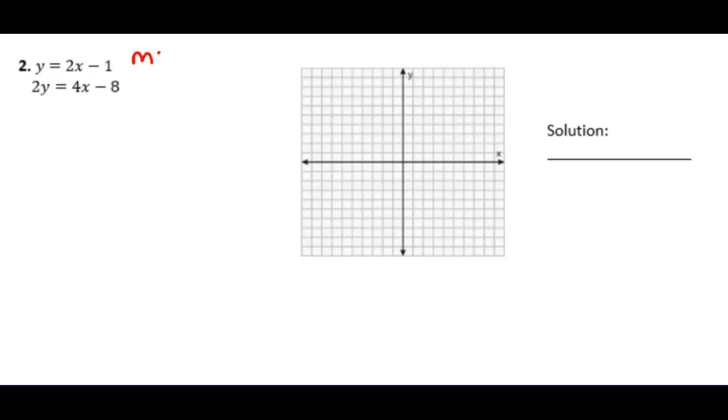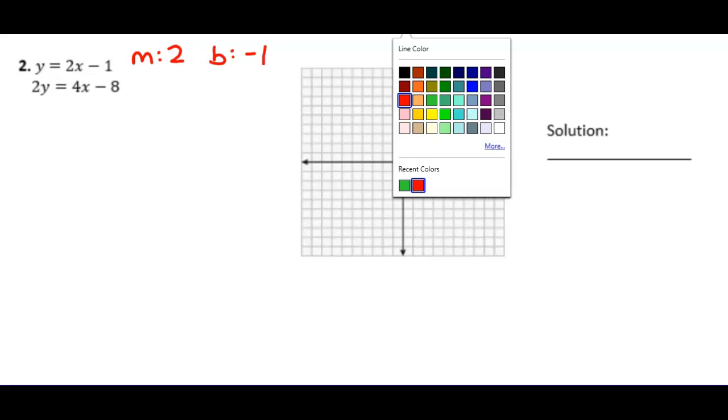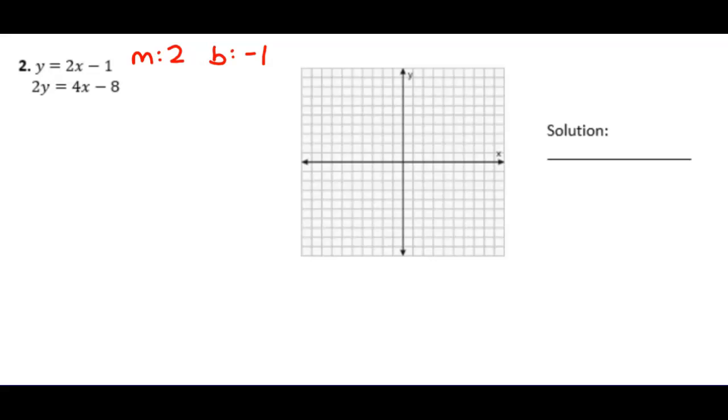My M here is 2, and my B here is -1. You'll notice that this isn't y equals, so we have to make it y equals. What has to happen here? We have to divide all of these by 2, because that has to be y equals. y equals, 4 divided by 2 is 2x. 8 divided by 2 is -4. Okay, so let's graph that.